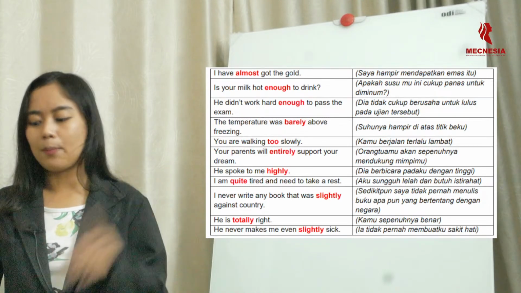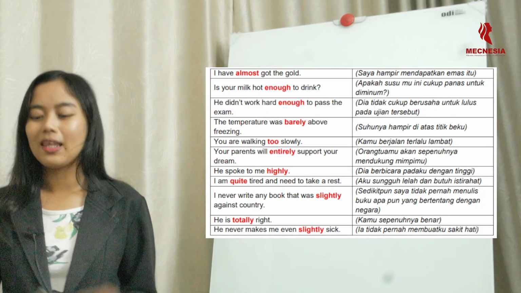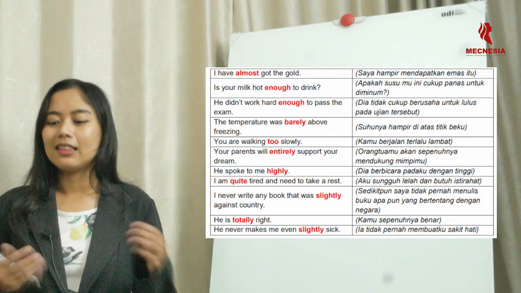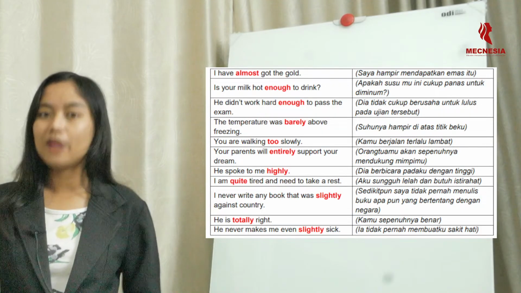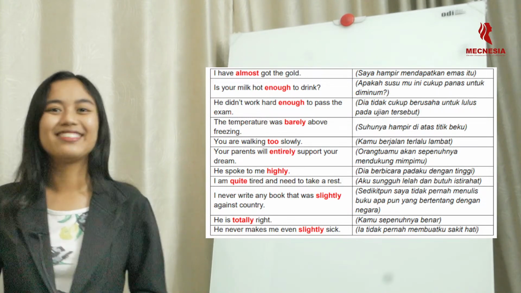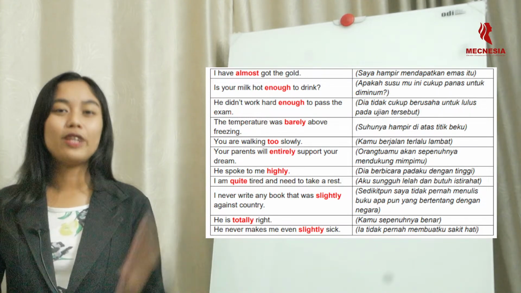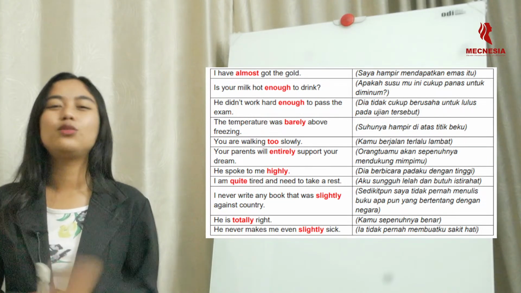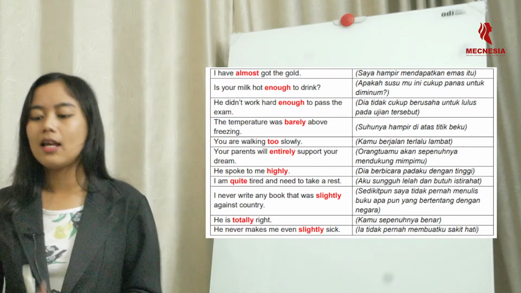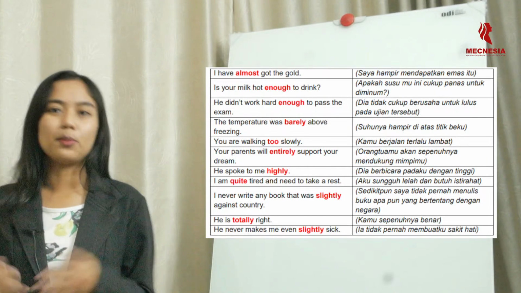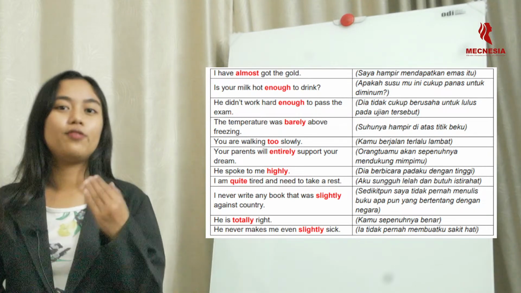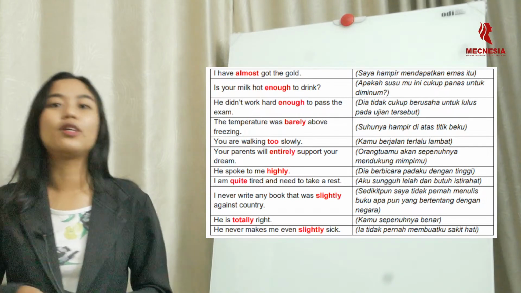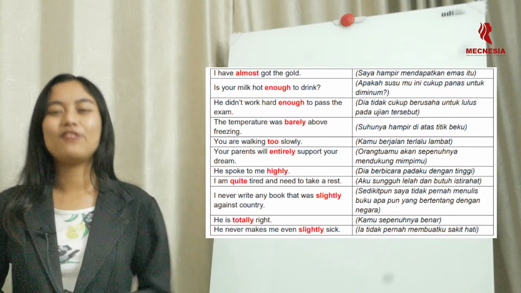Next, on the fourth example, selanjutnya di contoh keempat kita punya, the temperature was barely above freezing. Let's say it with me. The temperature was barely above freezing. Okay, it means suhunya hampir di atas titik beku. So here, the adverb of degree-nya yaitu barely is describing the word freezing, menjelaskan kata sifat freezing.